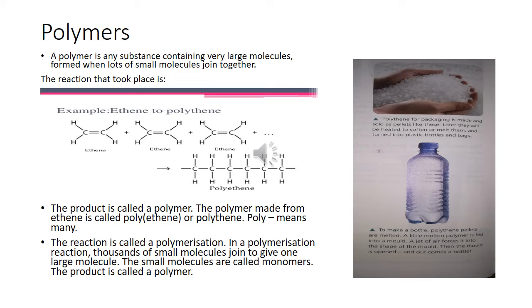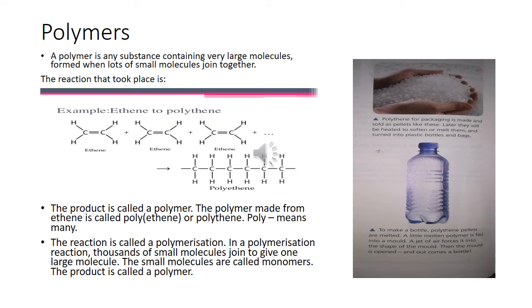Next, we shall learn about polymers. A polymer is any substance containing very large molecules formed when lots of small molecules join together. The reaction that took place is, for example, ethene to polyethene. Here, a large number of smaller molecules, that is ethene, join and form polyethene. The product is called a polymer.